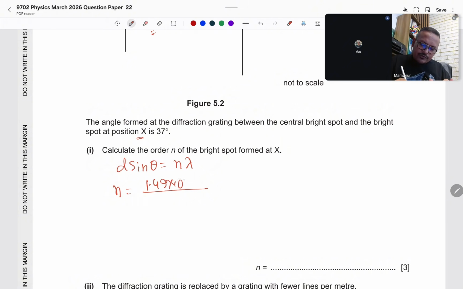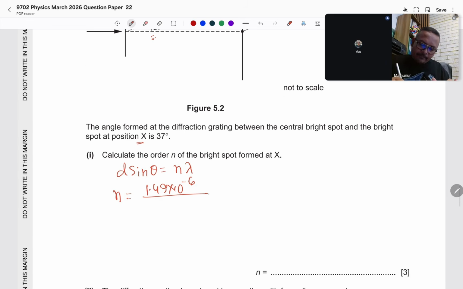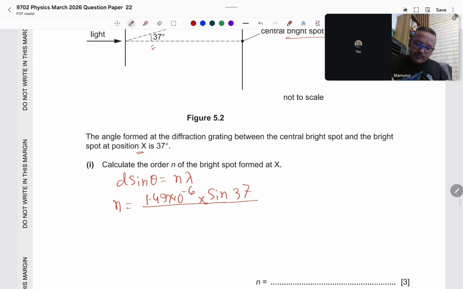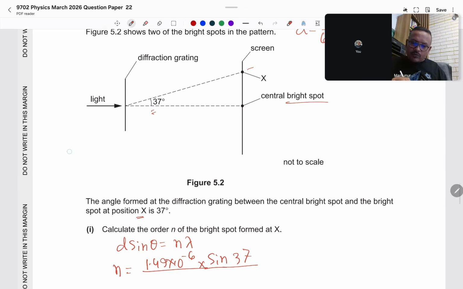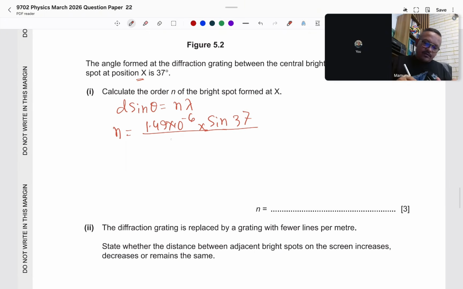1.49 into 10 to the power minus 6, into sine 37, divided by lambda. What is the wavelength? Wavelength is 4.5 into 10 to the power minus 7. What we got here is 1.99.